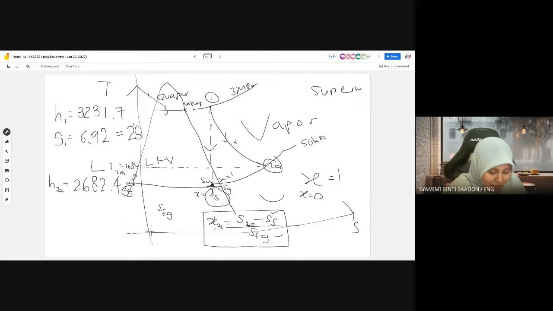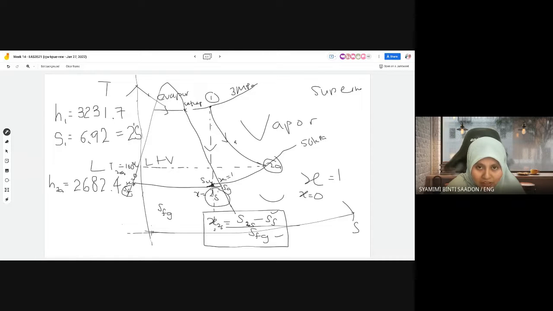Okay, awak tahu ke macam mana nak cari SF dengan SFG ni untuk point 2S? Ya, Zainul tahu ke? Do you know how to do that?